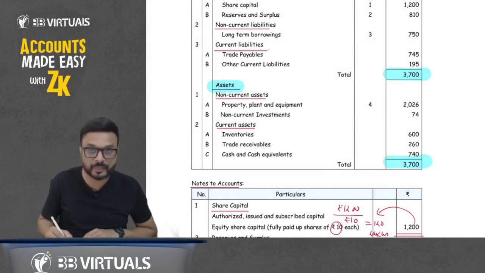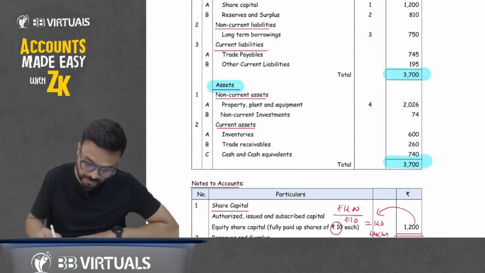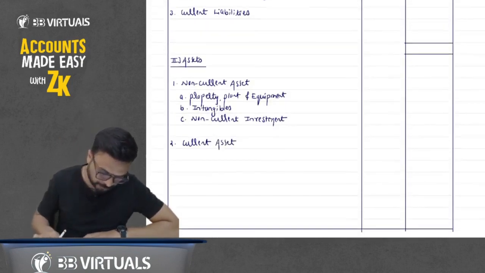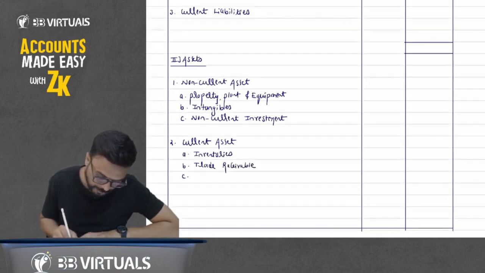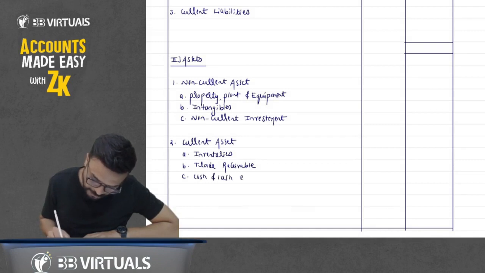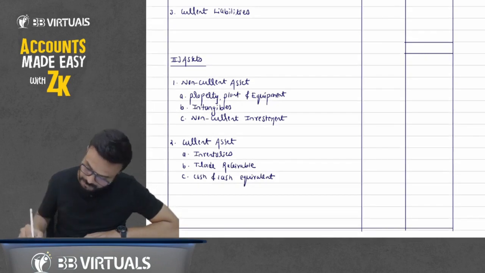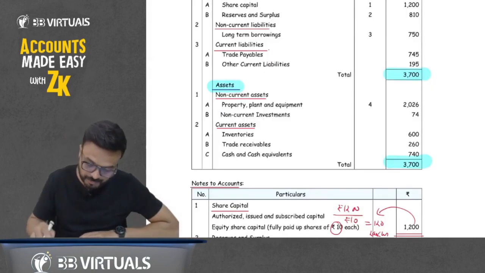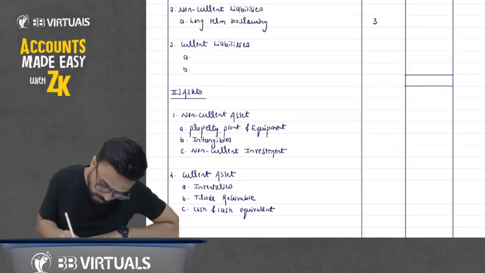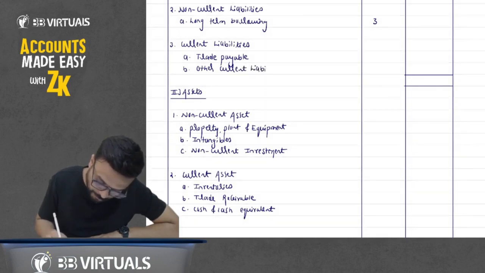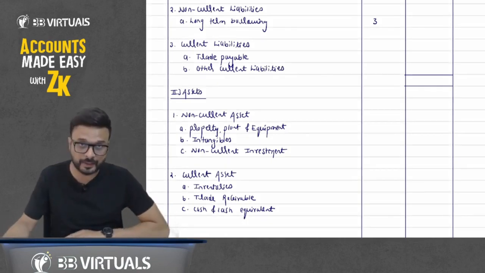The items given in current assets, you can write down, that is inventories, trade receivables, cash and cash equivalents. So write down here current assets: A, B, C. Inventories, trade receivables, cash and cash equivalents. Here you can do the total. For current liabilities, they have given the items trade payables and other current liabilities. So under current liabilities, you can write trade payables and other current liabilities.